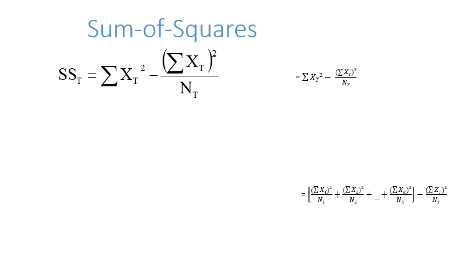Looks like the timing's a little bit off on this, but let's look at sum of squares total. It equals the sum of xt squared, where xt is x total. This is going to be everybody in your study. So if you've got 60 participants, 20 in each group, it's going to be all 60, their x value squared, added together.